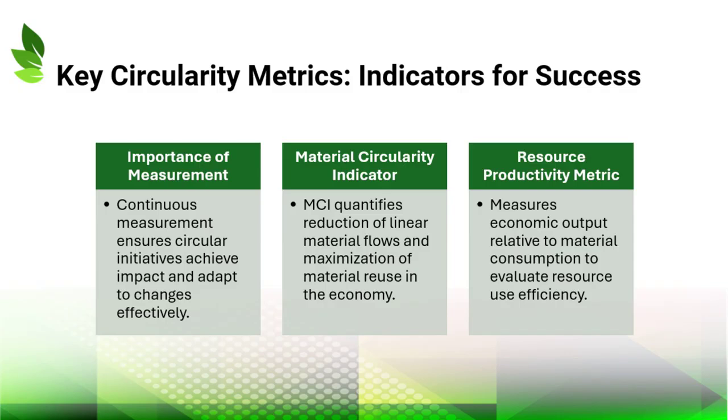The Material Circularity Indicator, MCI, developed by the Ellen MacArthur Foundation, measures the extent to which linear flows are minimized and restorative flows maximized. Resource productivity evaluates economic output relative to material consumption, indicating how efficiently resources are used. Waste recovery rates track the proportion of waste reintroduced into production cycles, while reuse and remanufacturing volumes highlight the effectiveness of circular practices in extending product life cycles.